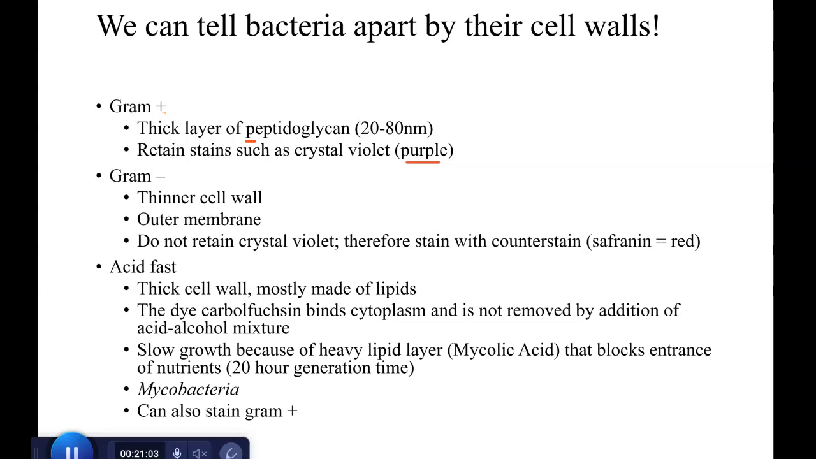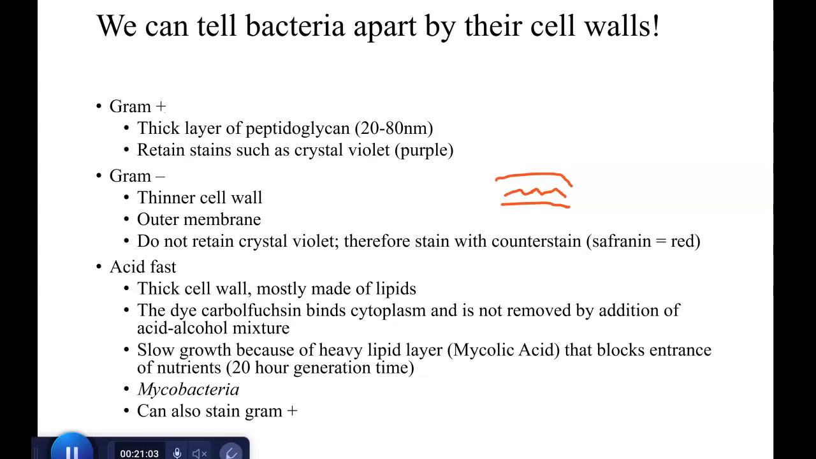So that's how I like to remember our gram-positive organisms. Gram-negative organisms will actually retain the counter stain, and they will look red underneath the microscope because that counter stain is safranin, however it is that you'd like to say it. As I was saying before, the gram-negative organisms are kind of like a peptidoglycan sandwich. So here's the inner membrane, and then here is the peptidoglycan, and then here is that outer membrane.